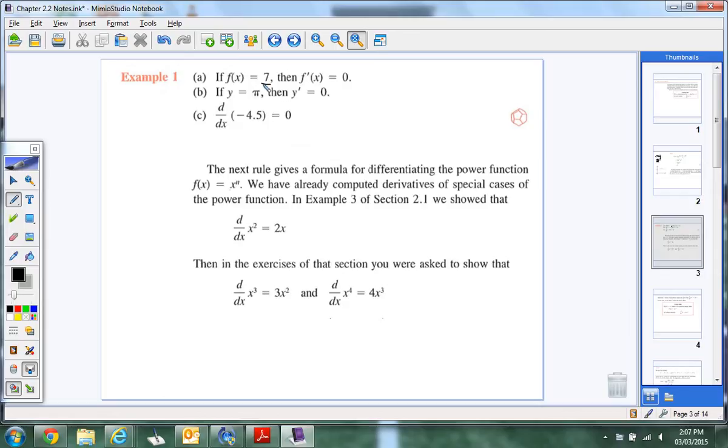Okay, so the next rule gives a formula for differentiating the power function, f of x equals x to the n. We have already computed derivatives of special cases of the power function. In Example 3 of 2.1, we showed that the derivative with respect to x of x squared was 2x. Remember, we talked about how if we wanted to find the slope at a given point, we would plug it in there for x. So if we want x equals 4, it'd be 4 times 2, we'd get 8.